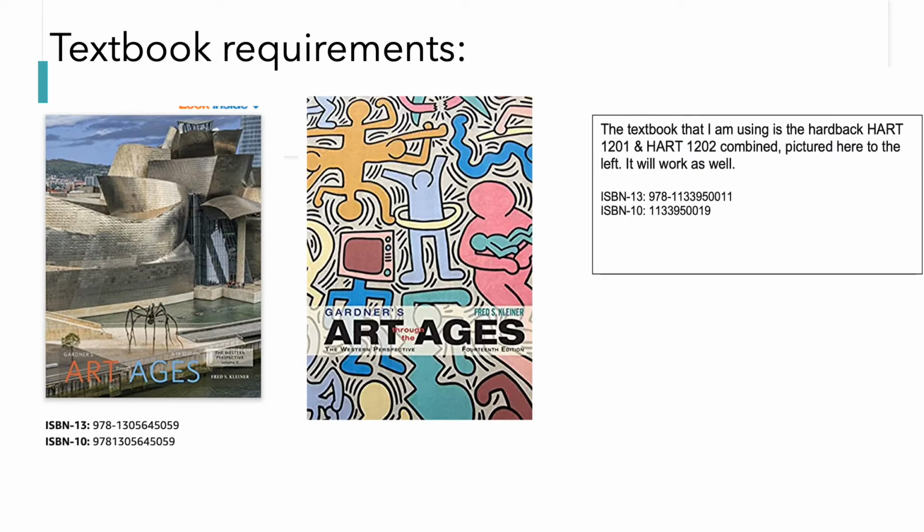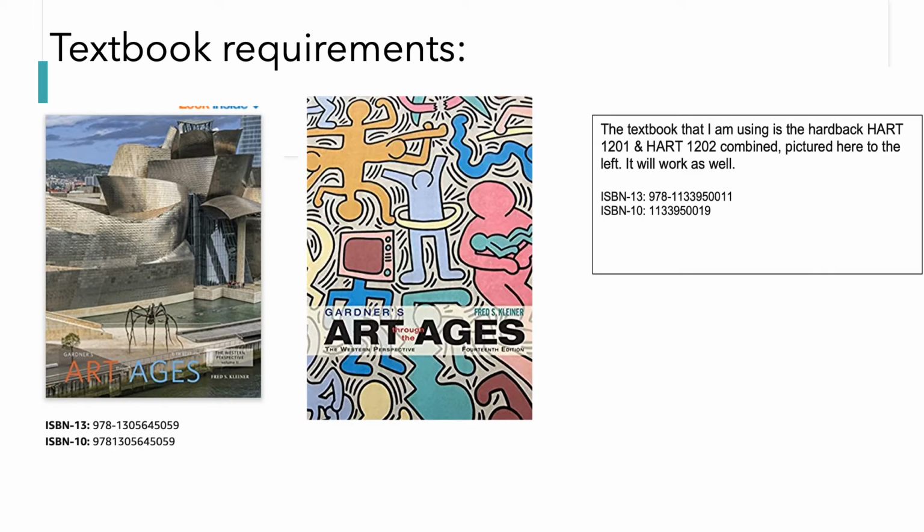So let's talk about your textbook for a moment. The textbook that you see here on the right is yellow and has people all over it. It's a work of art done by Keith Haring. This particular textbook has both Art History 1 and Art History 2 in it combined. If you plan on taking both art histories, it would be worth your while to purchase this particular textbook.